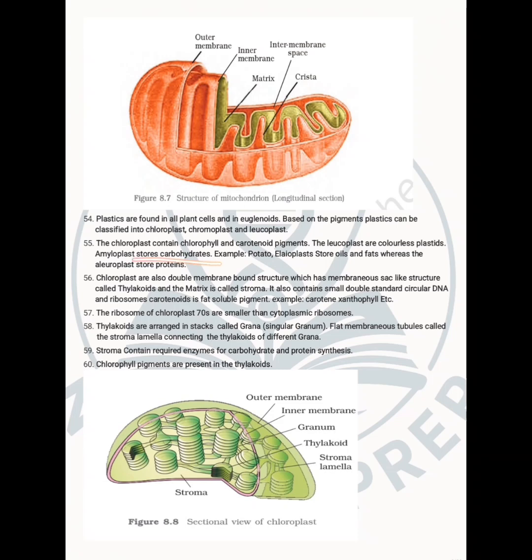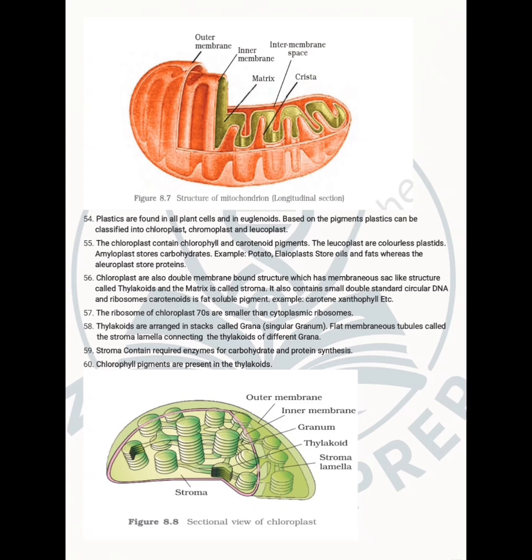Amyloplasts store carbohydrates. The chloroplast is also a double membrane bounded structure which has a membranous sac-like structure called the thylakoid, and the matrix is called the stroma. It also contains a small double-stranded circular DNA and ribosomes. Carotene is a fat-soluble pigment, as is xanthophyll. The ribosomes of the chloroplast are 70S, smaller than the cytoplasmic ribosomes.